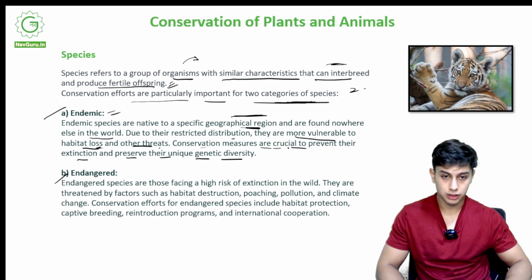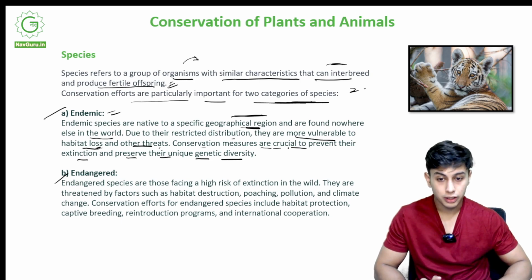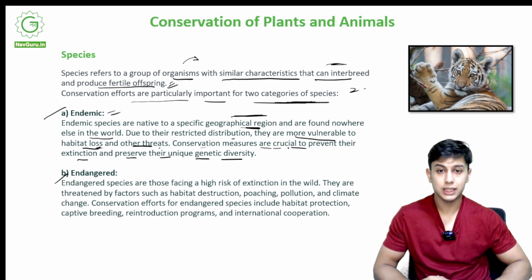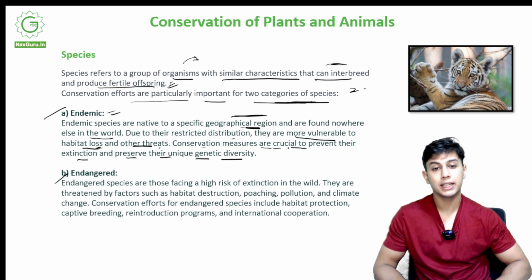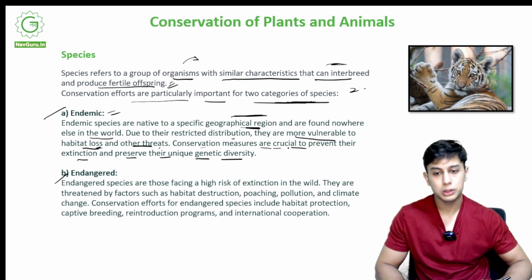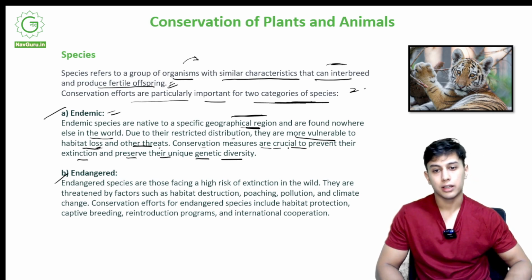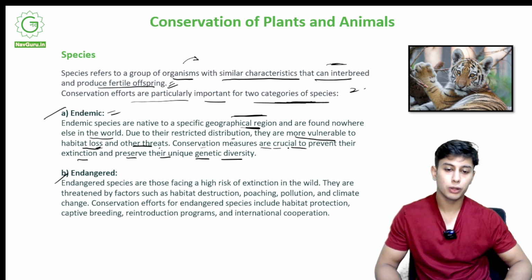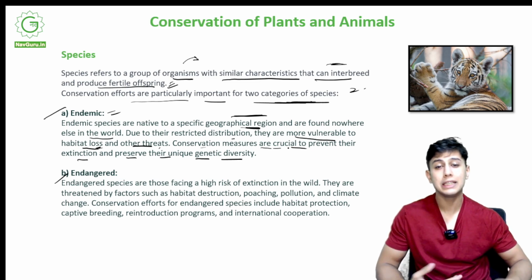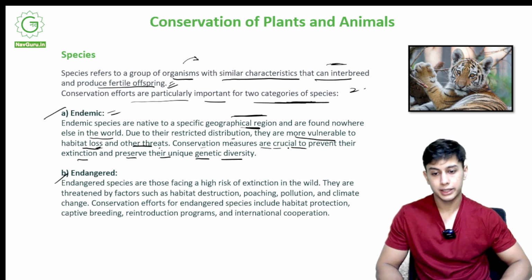Now, conservation of these endemic species, found in only one particular geographical region, is very important, because if they go extinct, we will never see them again. We preserve their unique genetic diversity. Now those creatures or those species are unique. Unique means one of a kind. They will not be able to be obtained anywhere else. They cannot be recreated. Thus it is important to safeguard them.